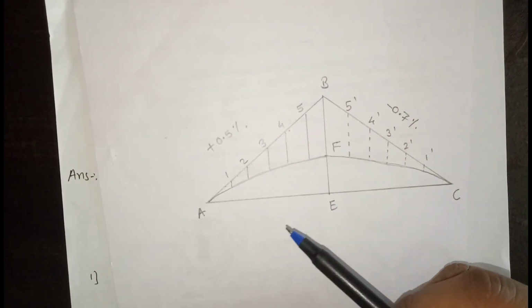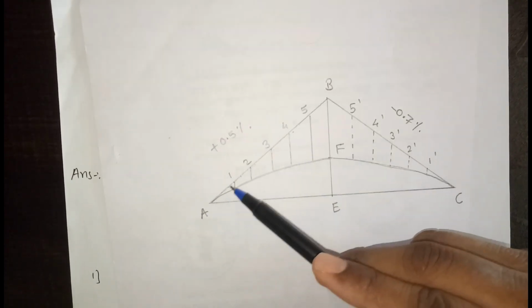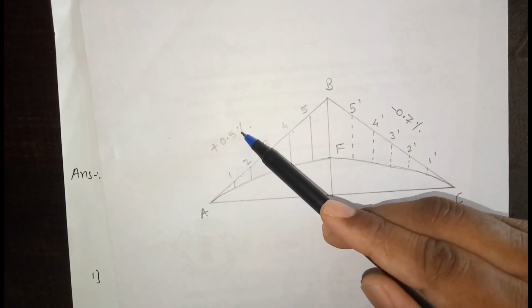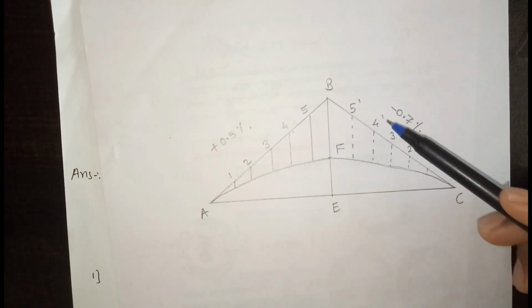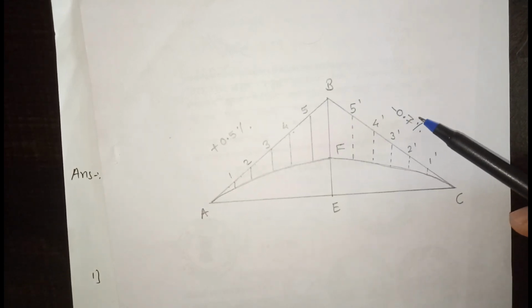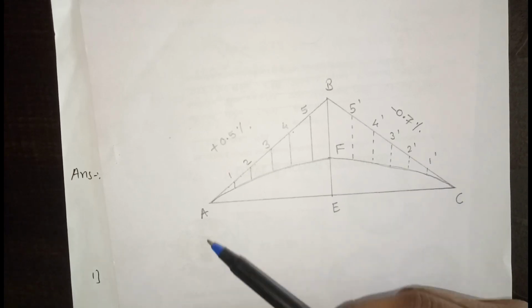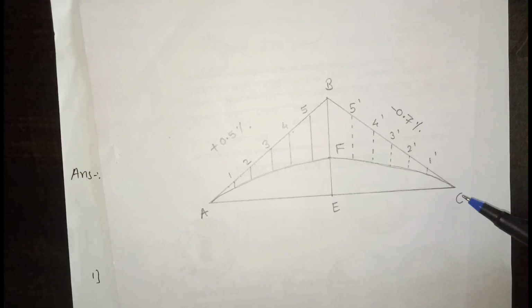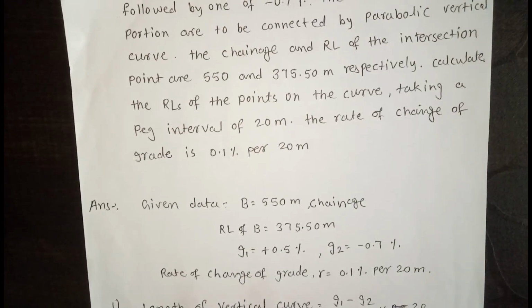This is the profile. This is the summit curve, this is the grade. Upgrade is 0.5% positive, that means increasing, and decreasing grade is minus 0.7%, that means decreasing. So starting point is A, summit point is B, end of the curve is at C point.